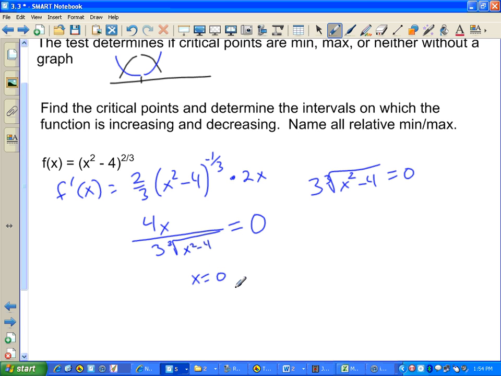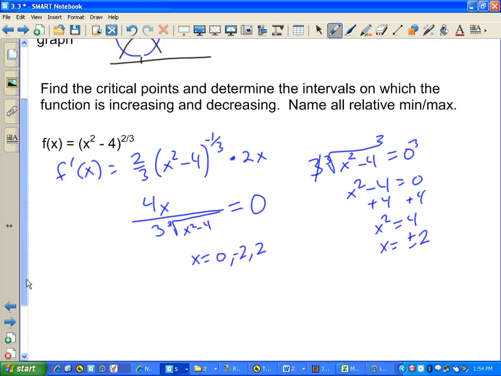So x equals 0 is one critical point. Here I can divide the 3 over, and I can cube both sides, which would leave me with this. If I solve this, I get x squared equals 4, so x is plus or minus 2. These are my 2 other critical points. So here's all my critical points.